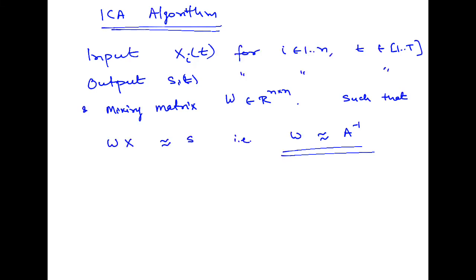Once I get W, let me call it the unmixing matrix, then I can always construct S from that. So how do I do this? Now we have pretty much everything. We just have to put it together.